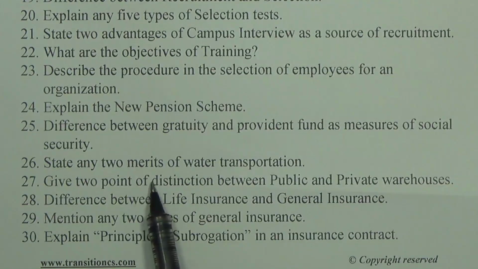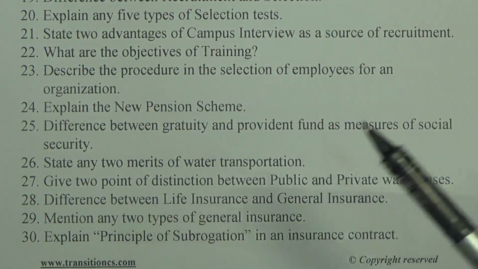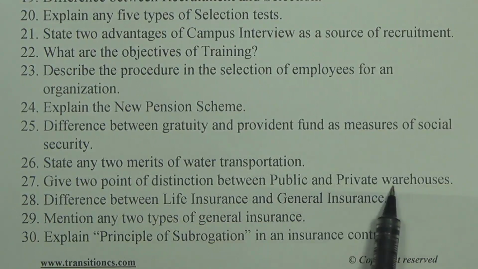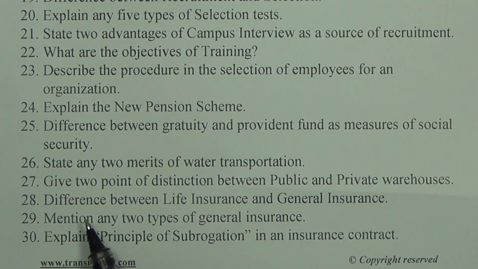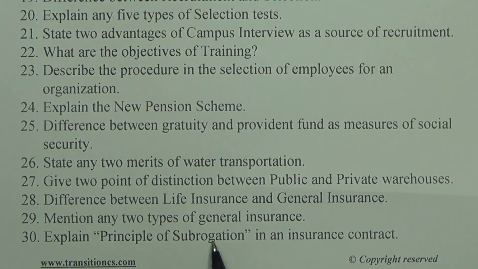26. State any 2 merits of water transportation. 27. Give 2 points of distinction between public and private warehouses. 28. Difference between life insurance and general insurance. 29. Mention any 2 types of general insurance. 30. Explain the principle of subrogation in an insurance contract.